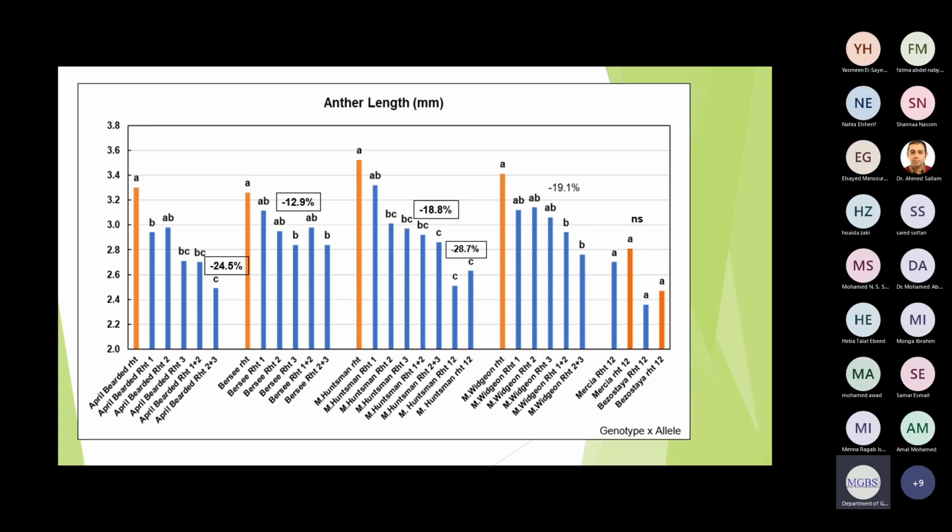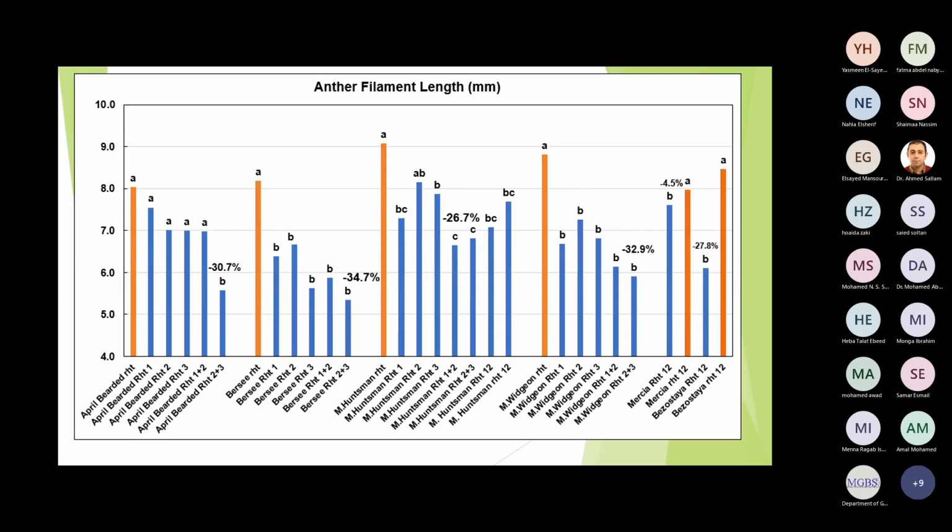Here is the genotype per allele interaction. In all the genotypes evaluated, we have the near isogenic lines, and compared to the tall in orange, in all the cases the severe dwarfing alleles generate a more important reduction in these parameters. For anther filament length, it was the same pattern compared to the tall in all the cases, not always significant between alleles. Important reductions were detected for anther filament length regarding the alleles evaluated.